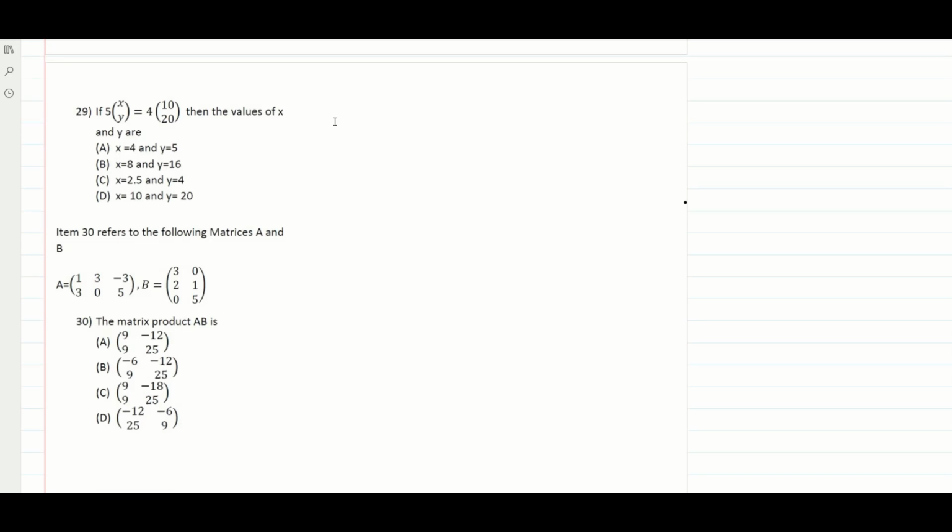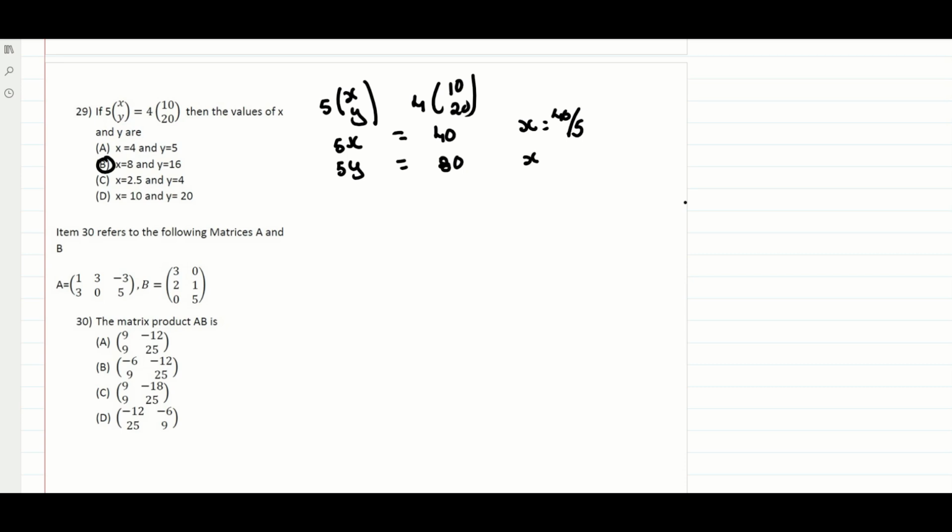Right, let's look at this. We did this question already. We got 8 and 16, but let's just check it out. 5 by x y and 4 by 10, 20. That's 5x and 5y is equal to 40 and 80. Right, so x would be 40 divided by 5, and y would be 80 divided by 5. 40 divided by 5 is equals to 8, and 80 divided by 5 is equals to 16. So your answer is B. Right?